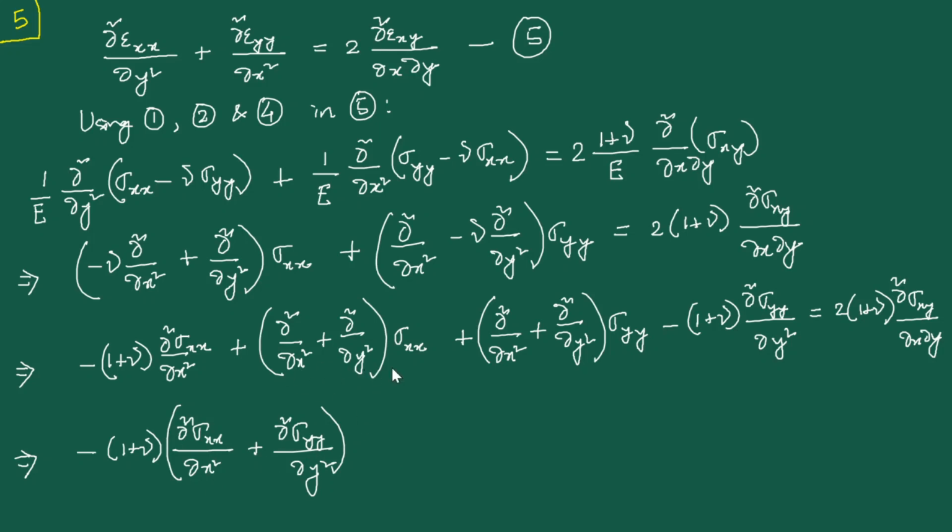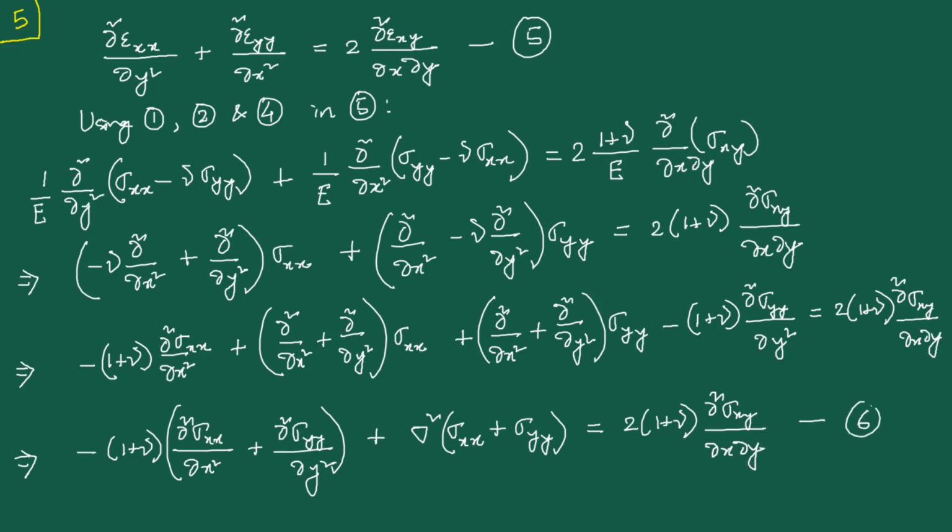This however is a Laplacian and this is a Laplacian. Okay, so what we can do is we can write them together as the Laplacian operating on sigma xx plus sigma yy. So that is considerably shortened. Okay, so the left hand side term is done. On the right hand side this remains. Let's call this equation number 6.